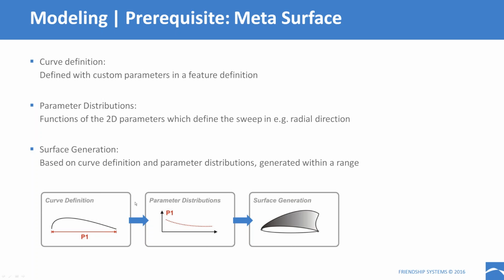And finally, in the last step, we connect these two pieces of information, the cross-section definition with its parameters and the description of how the parameters change. And with this information, we are able to generate a smooth surface. So to say, we are doing a continuous lofting of our cross-section, changing the parameters so that we get the surface.